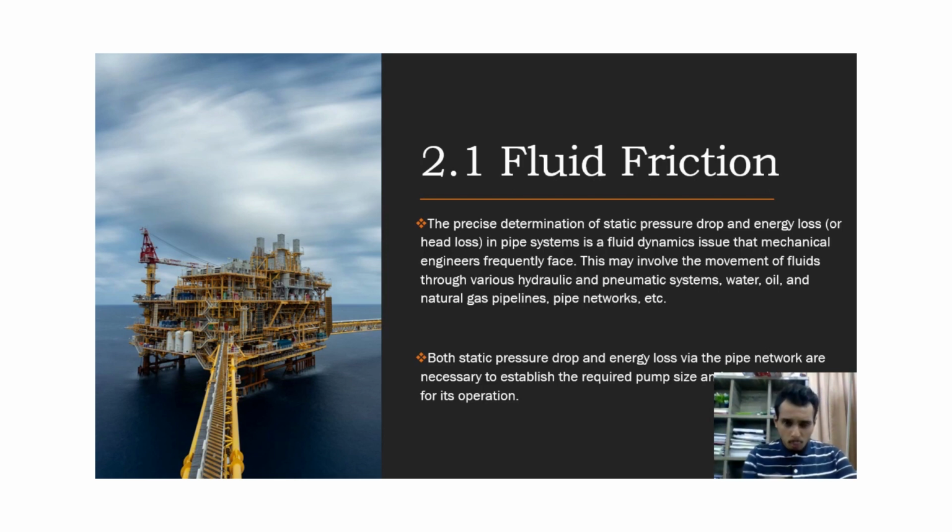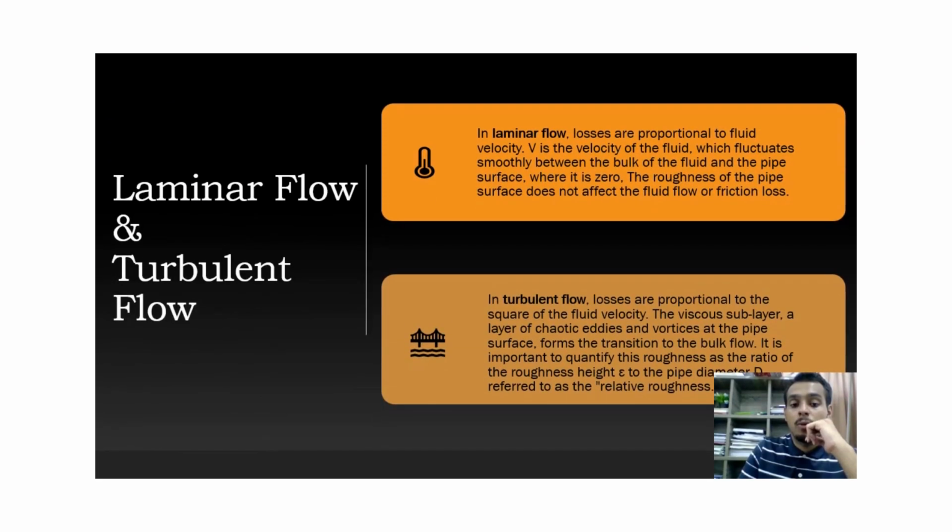In a fluid flow, friction loss or skin friction is the loss of pressure or head caused by the fluid's viscosity at the surface of a pipe or duct. In mechanical systems such as internal combustion engines, this phrase refers to the power loss in overcoming the friction between two moving surfaces. Both the static pressure drop and energy loss in the pipe network are necessary to establish the required pump size. Now, going to laminar flow and turbulent flow.